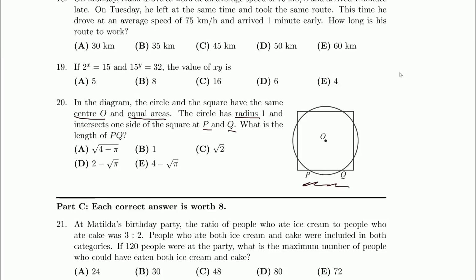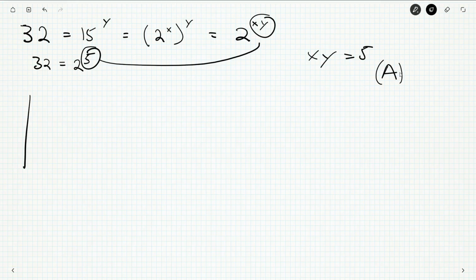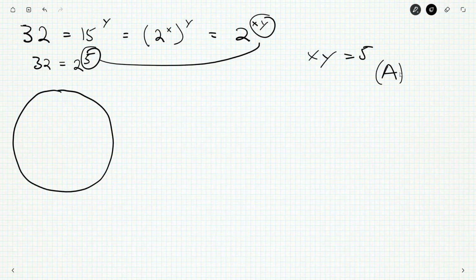Okay, so let's copy this picture into our notebook. I'm going to draw the circle first, because if you've watched any of my videos, the circles tend to backfire. That's not a bad circle. And then we'll just draw a square around it. Okay, there we go. That's good enough. So there's O, and then we've got P and Q here.